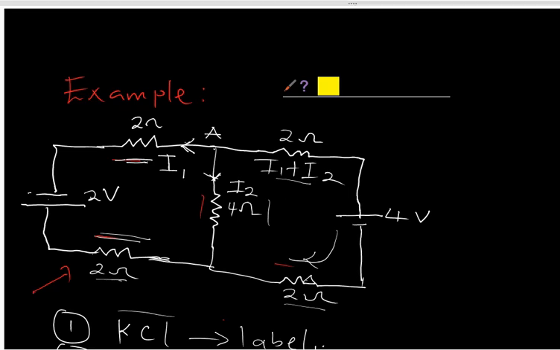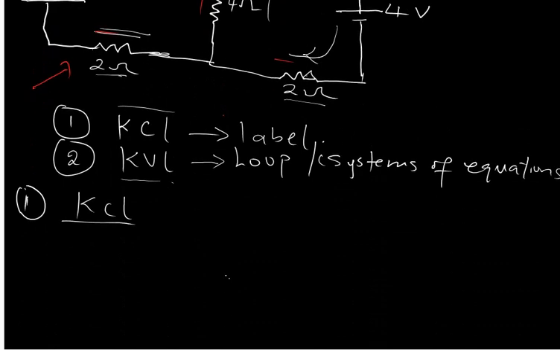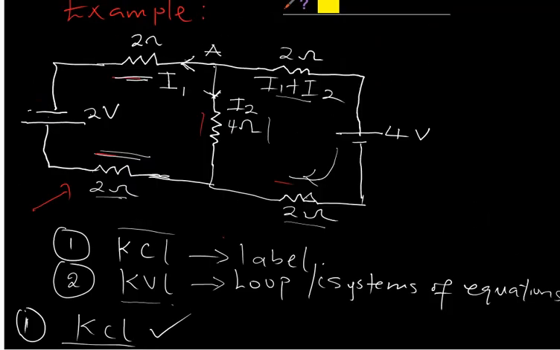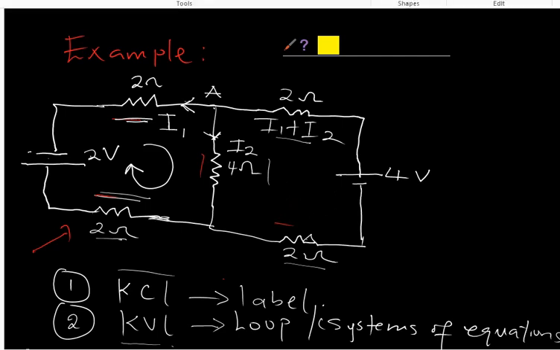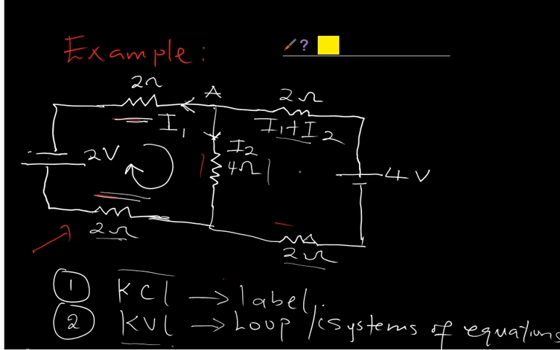Then the second step is to apply our KVL, so number 2 is KVL for each loop. Now I'm going to use two loops, in fact two meshes. For simplicity, let me call it loop: mesh 1, then mesh 2.